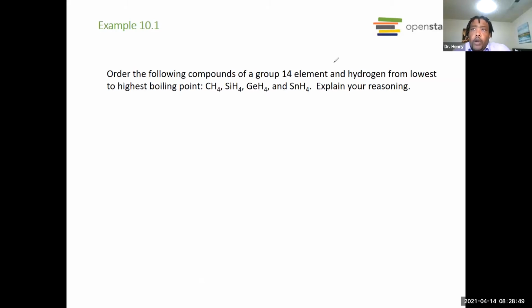Order the following compounds of group 14 elements and hydrogen from lowest to highest boiling point: CH4, SiH4, GeH4, SnH4. Explain your reason. I want you to go in a room, discuss it with each other, and come up with your answer. I'll give you 10 minutes.